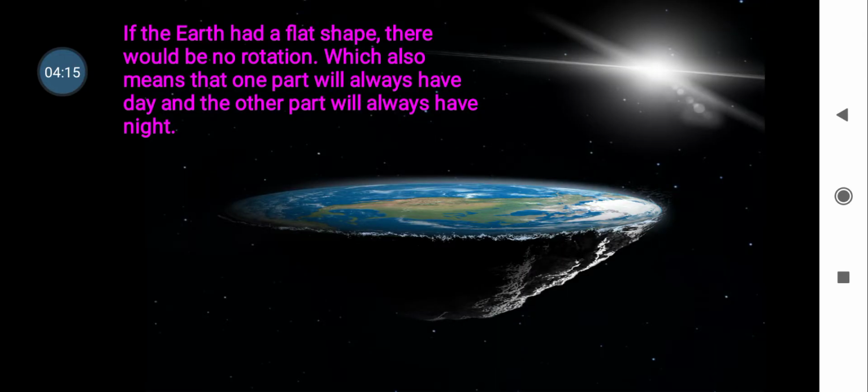So, what would have happened if the earth was not a spherical shape? What if the earth had a flat shape, as you see in the picture? So, if the earth had a flat shape, there would be no rotation, which also means that one part will always have day and the other part will always have night.